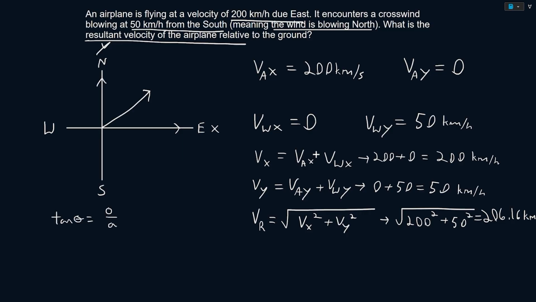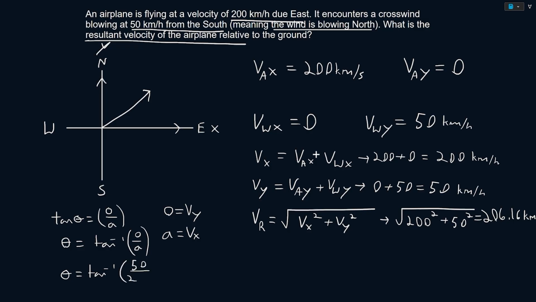To find the direction of the resultant velocity, we'll use the trig function: tangent of theta is equal to the opposite over adjacent legs, and theta is equal to the inverse tangent of the opposite over adjacent legs. Our opposite leg is equal to the y component of the velocity, and our adjacent leg is equal to the x component. Plugging in, we get that theta is equal to the inverse tangent of 50 over 200, which equals 14.04 degrees.